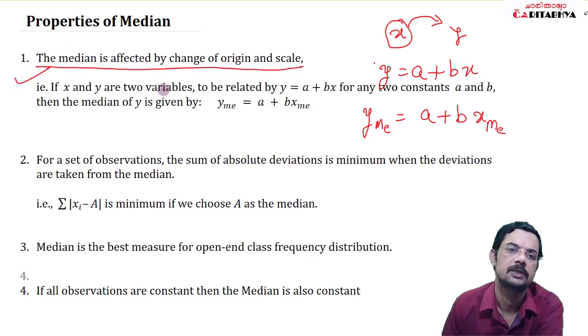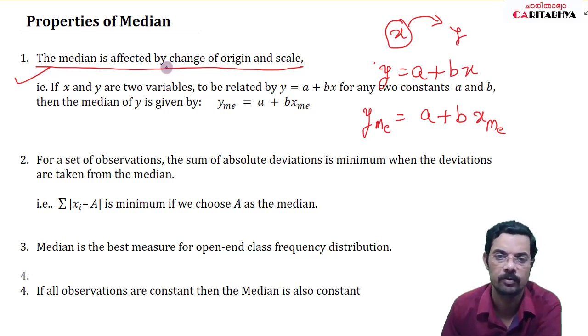Problems on properties are asked like this from this topic, and the remaining properties are theoretical, where MCQs can be asked. Here, for a given set of observations, the sum of absolute deviations is minimum when the deviations are taken from the median. Okay, sum of absolute deviations. What do we mean by sum of absolute deviations?